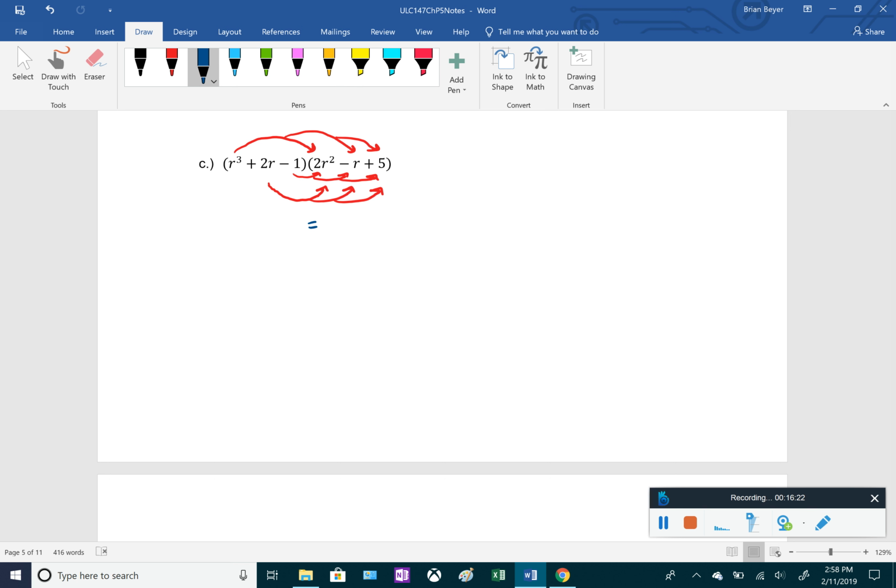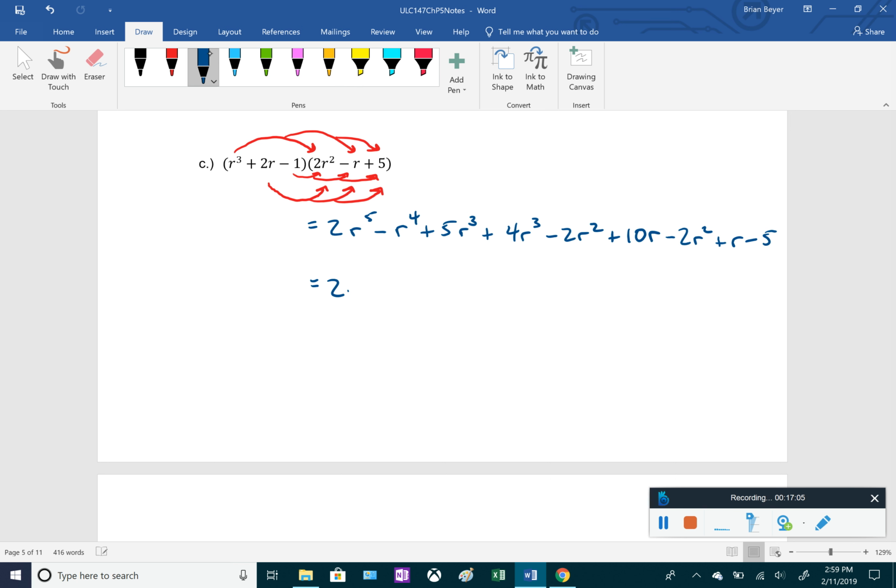So multiplying r cubed in, r cubed times 2r squared is going to be 2r to the 5th. R cubed times negative r is minus r to the 4th. R cubed times 5 is plus 5r cubed. Now we're going to multiply the 2r in, and we get 4r cubed minus 2r squared plus 10r. And then we multiply the negative 1 in, and we get minus 2r squared plus r minus 5. So once again, just be careful with the positive and negative signs.